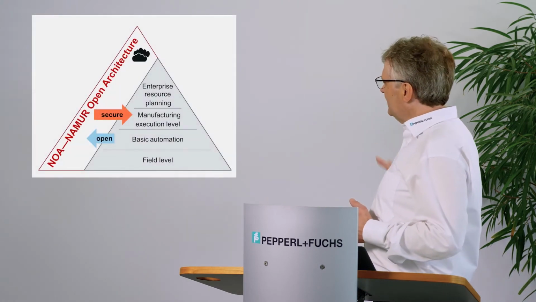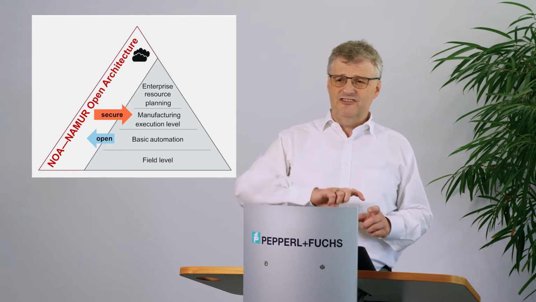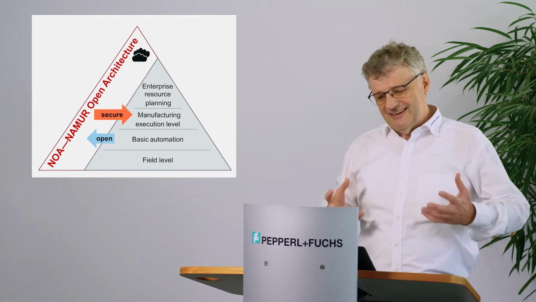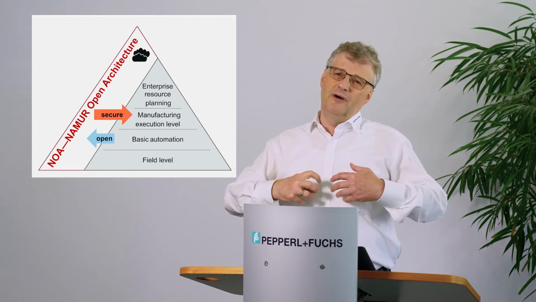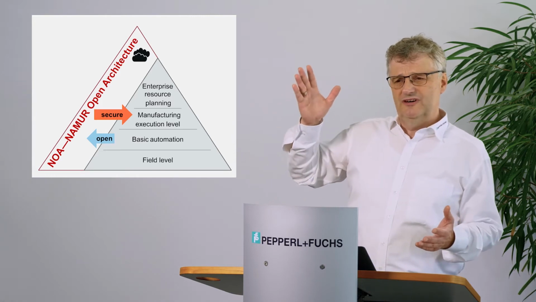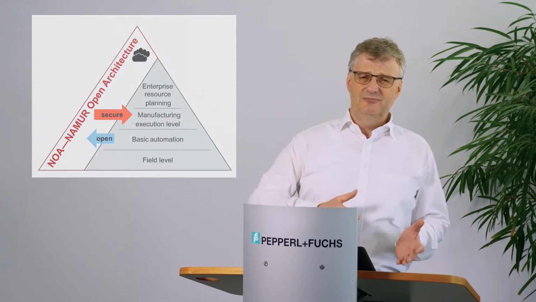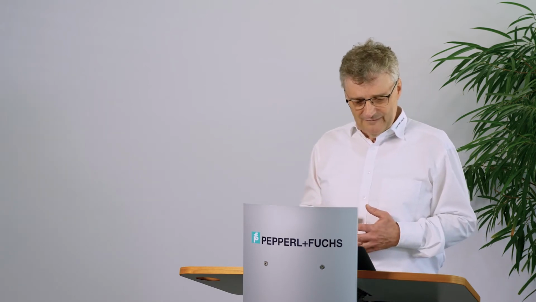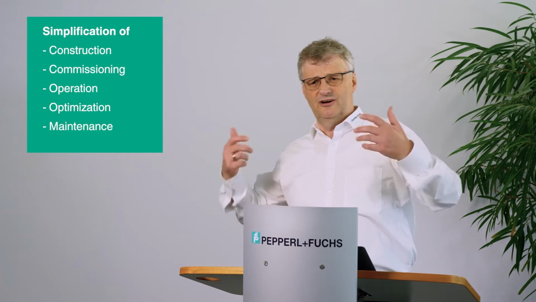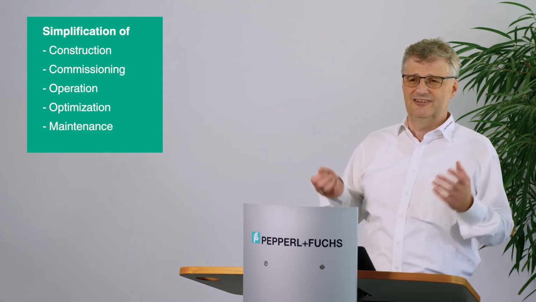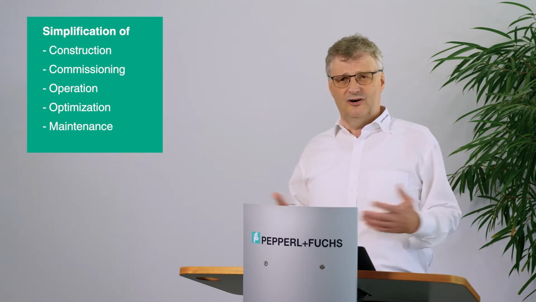In that picture you see the automation pyramid, and next to the automation pyramid you see the maintenance and optimization layer. NAMUR Open Architecture is looking into concepts for how to get the data from the automation into maintenance and optimization without interfering with the plant operation. The Open Process Automation Forum is working on a completely new architecture for process automation. Both initiatives are working towards simplification of construction, commissioning, operation, optimization, and maintenance of process plants. So, optimization throughout the life cycle of a typical process plant.